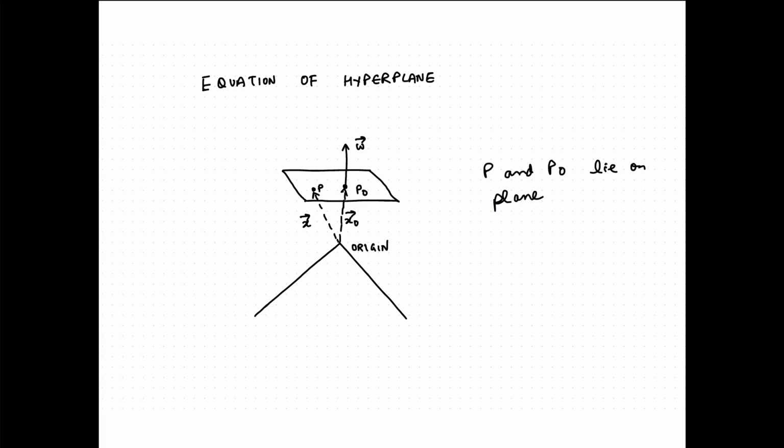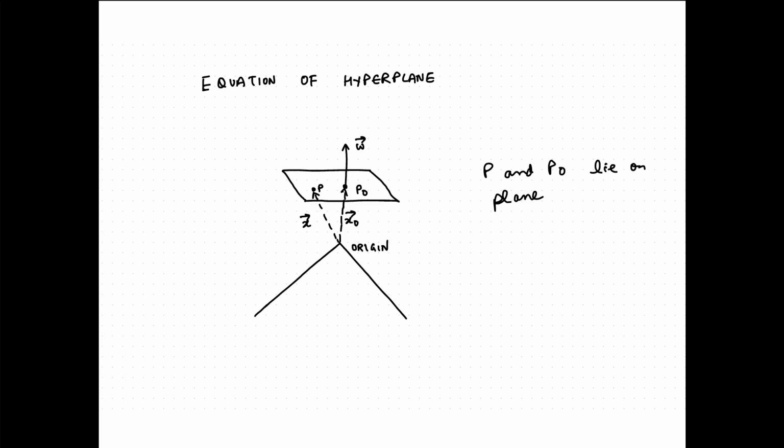Now we start from the origin, and we then draw vectors to the points P and P naught. The vector to the point P is called the x vector, and the vector to the point P naught is called the x naught vector. Because there is a point P naught, the vector to that is called x naught, right? And what do you now think about the vector P naught P? How can you write that?